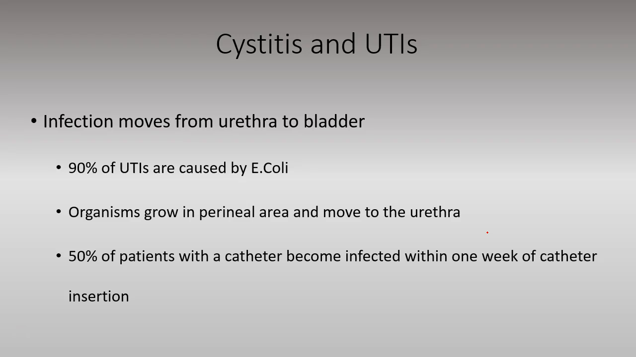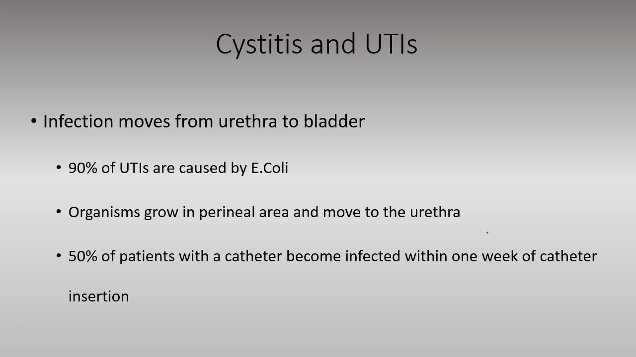Organisms grow in the peri area and move to the urethra, and 50% of patients with catheters become infected within 1 week of catheter insertion. So that's why in Block 1 we stressed a lot to you guys about CAUTIs, catheter-associated urinary tract infections. This has been going on for years. Patients come in for one problem or one issue. For whatever reason, we have to place a catheter, and within a week, they actually have a urinary tract infection. And they didn't have one before, they didn't have one coming in, and for whatever reason, we gave them one.